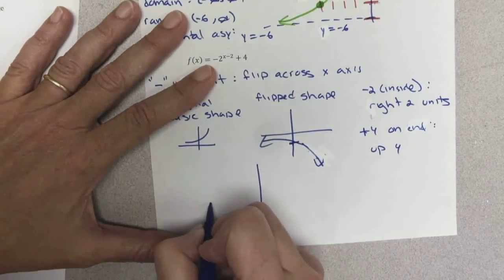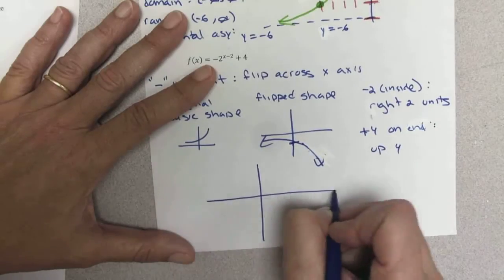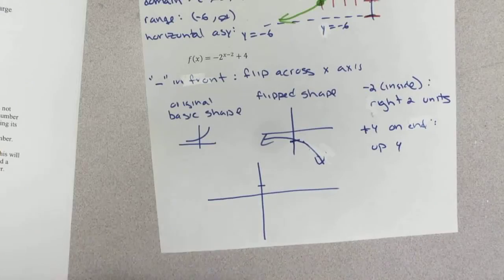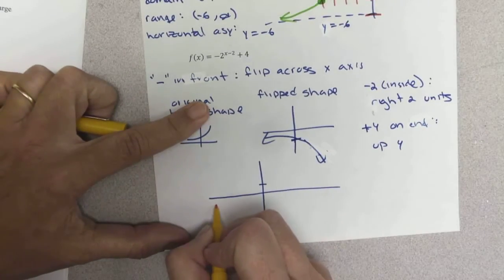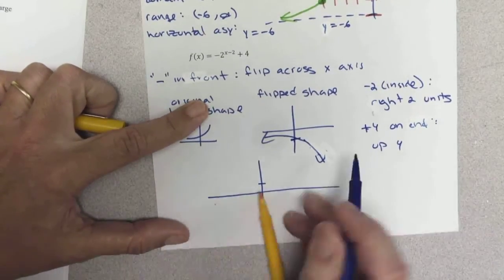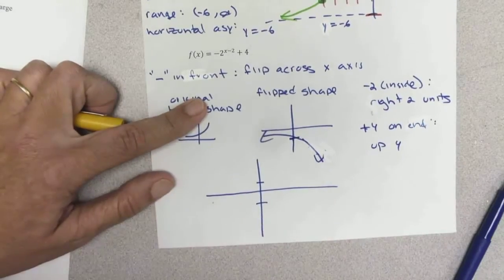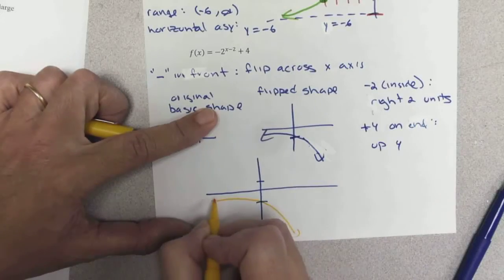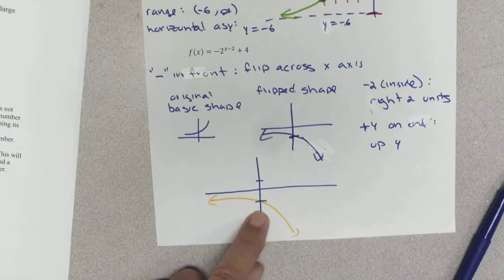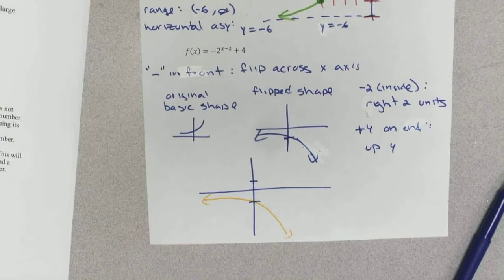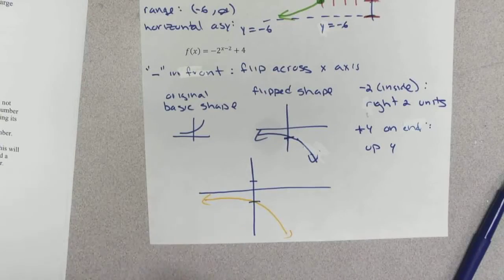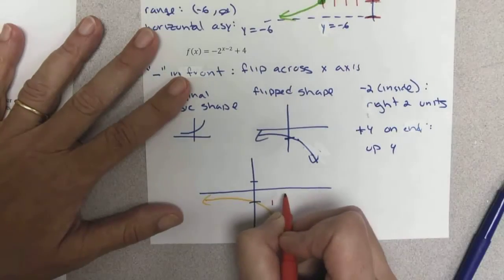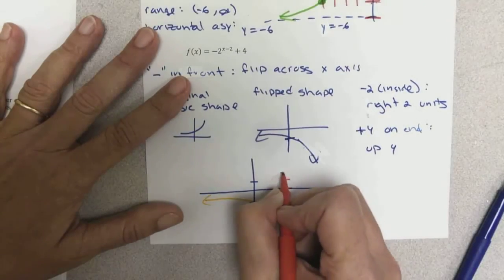Okay, so trying to draw this shape. It starts right there. When we flip it, I'm going to draw the flipped graph in yellow. This is not my final answer. So there's my flipped graph. Now let's move this guy right 2 units: 1, 2, up 4: 1, 2, 3, 4.